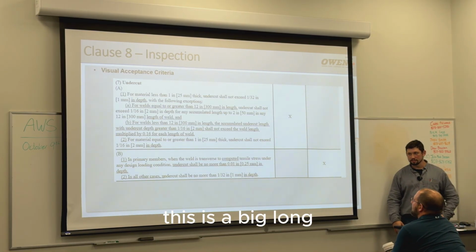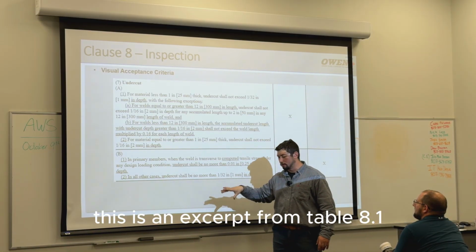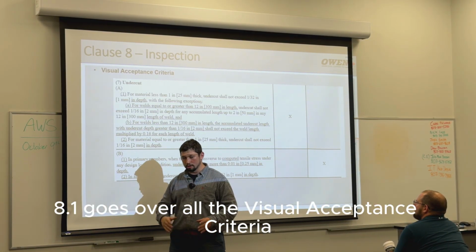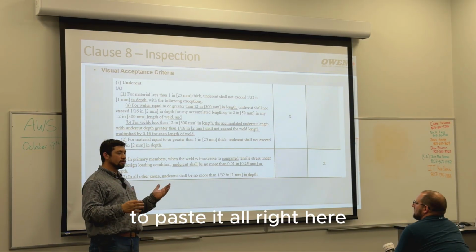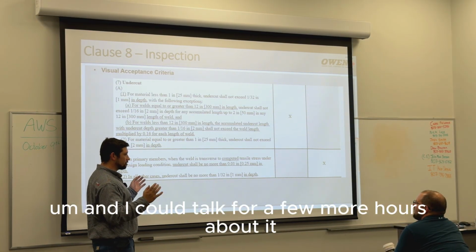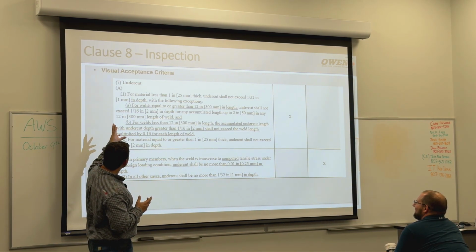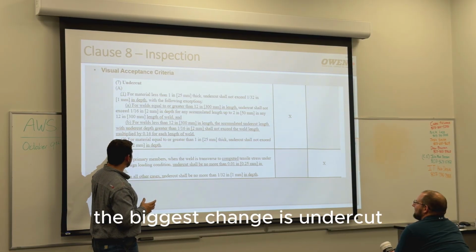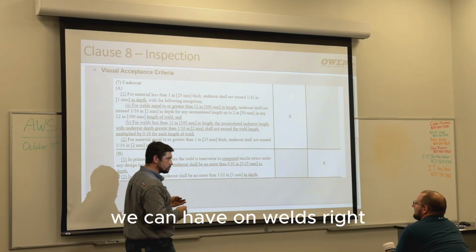Visual acceptance criteria. This is a big, long excerpt from table 8.1. 8.1 goes over all the visual acceptance criteria. It'll take me a couple slides to paste it all right here. And I could talk for a few more hours about it, but I don't think y'all want me to. The biggest change is undercut. What is our allowable amount of undercut we can have on welds, right?